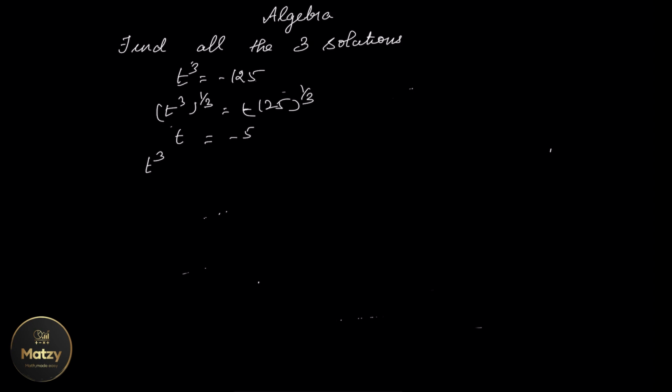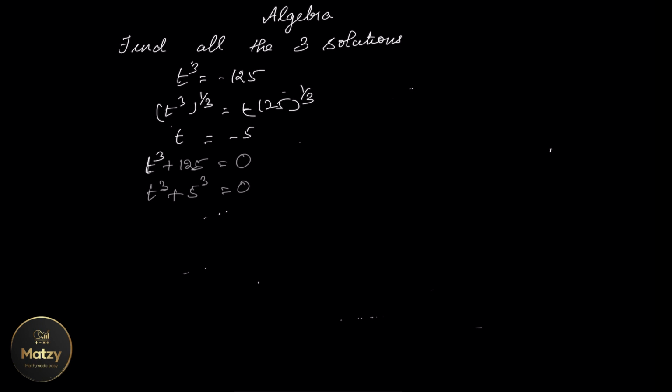We should bring this minus 125 to the right side. So it will become plus 125. So t cube plus 125 is equal to 0. Now I can write this as t cube plus 5 cube is equal to 0.